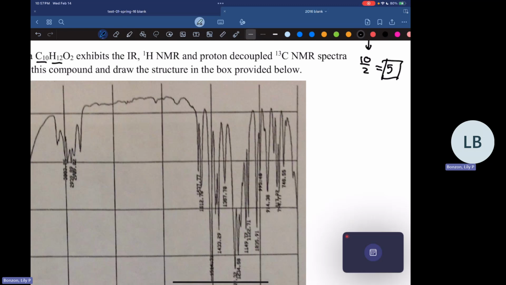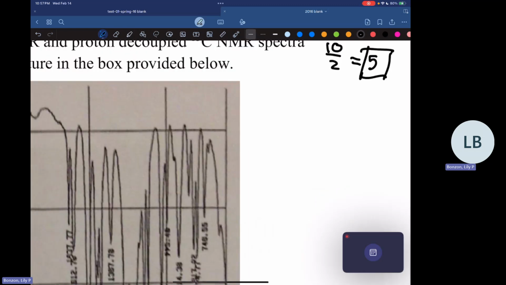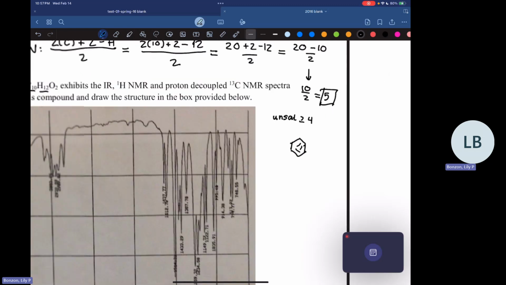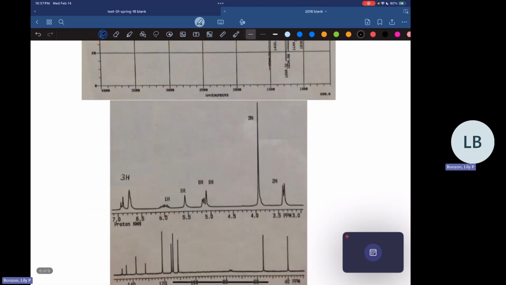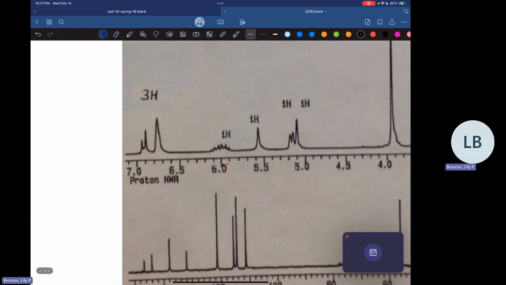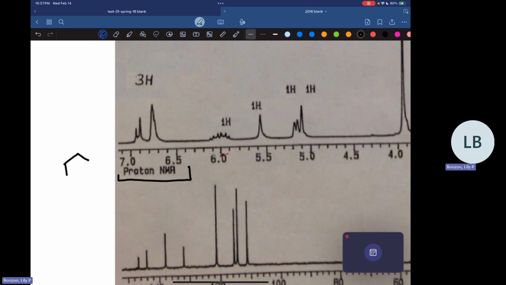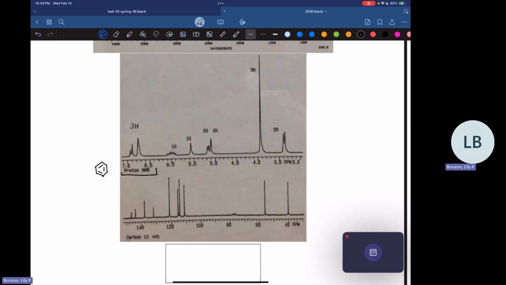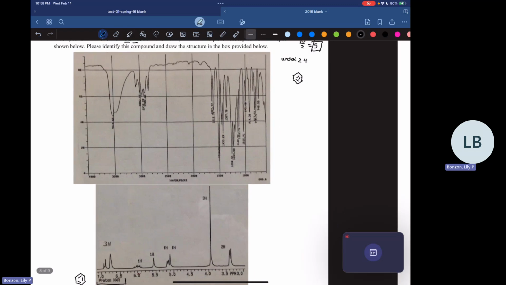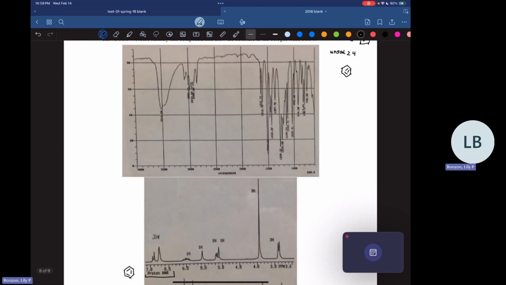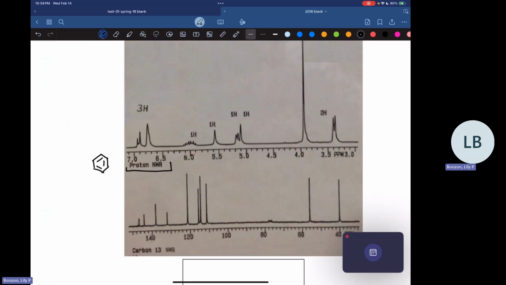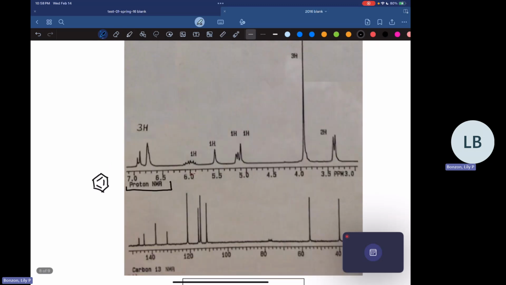All right, so we've got our unsat of 5, and whenever we have an unsat greater than or equal to 4, it's guaranteed to have a benzene, like 100% of the time. And if you still want more proof, go to the proton NMR and look between 6.5 and 7.5, and that is your benzene hydrogen proton peaks. So we've got an unsat greater than or equal to 4, so there's a benzene. When we check the proton NMR, we have some peaks in the 6.5 to 7.5 region, so that just confirms that we have a benzene.